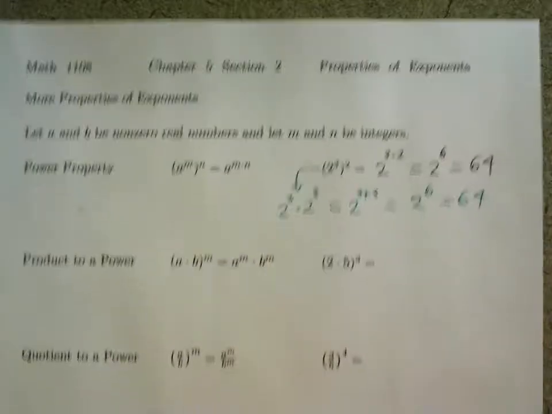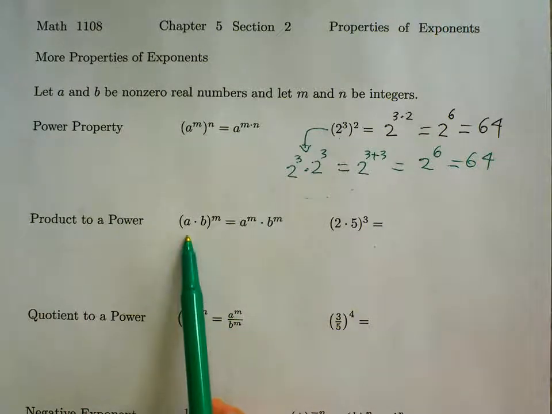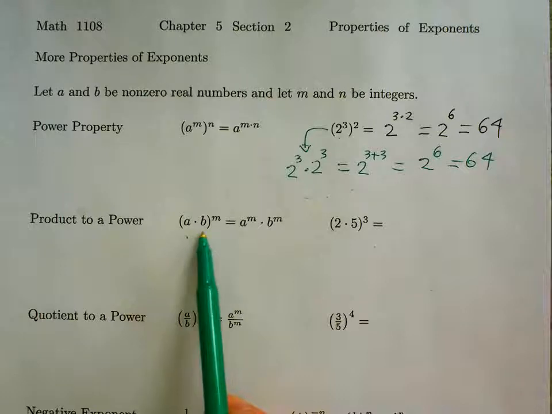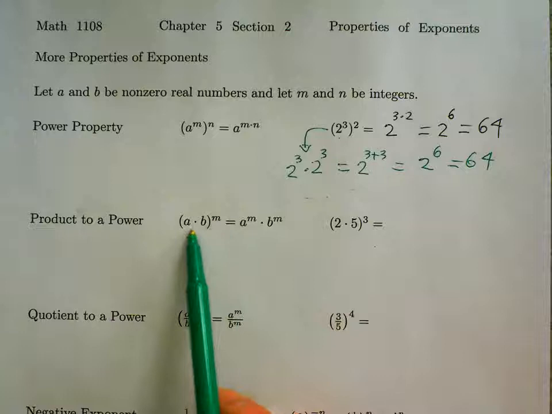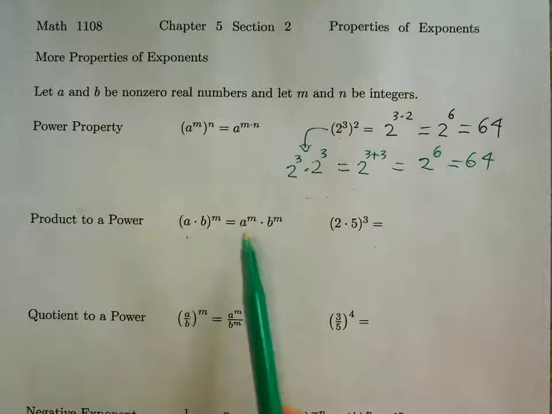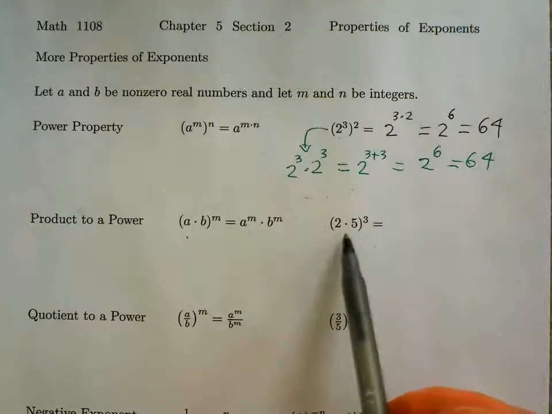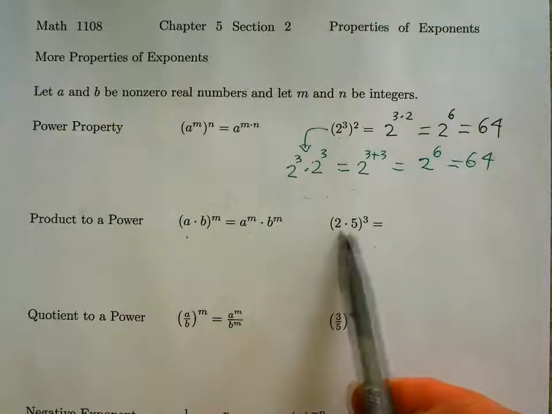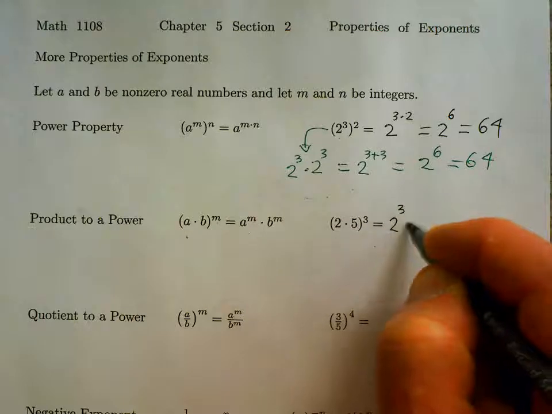All right, the next property. This time we have a times b that is raised to the power m. So a times b is in parentheses. And this is equal to a to the m times b to the m. Applying that in this example, 2 times 5 to the third, that's 2 to the third times 5 to the third.